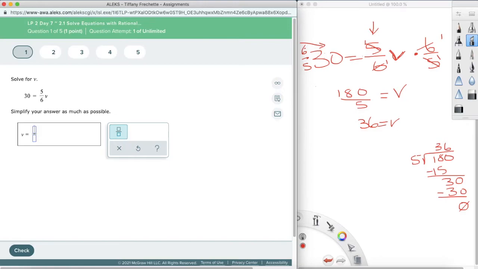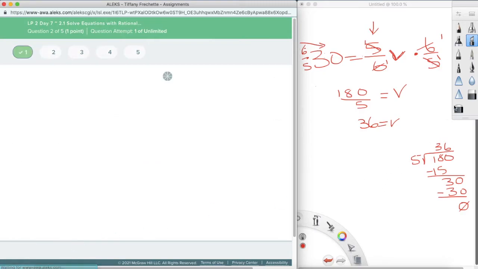I don't need a fraction. What did I do that for? So I just want to type in 36. And it doesn't matter that my answer says 36 equals V and their answer says V equals 36. It means exactly the same thing. I can flip-flop that. It's a symmetric property. It's not going to hurt anything at all. It still means the same thing.